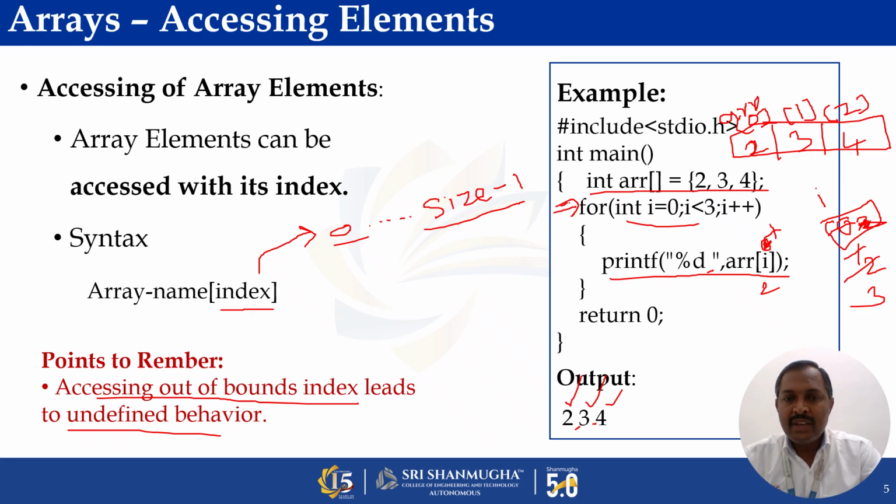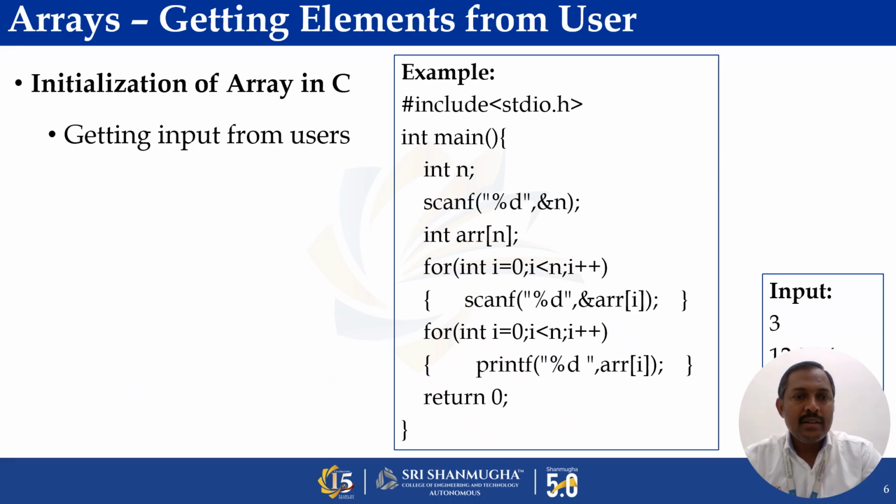We have just created an array. Then we print all the array elements as output with the help of a simple for loop. Next, previously whatever we discussed, we assigned values directly. Now if I want to get array elements from the user, this is a simple example.